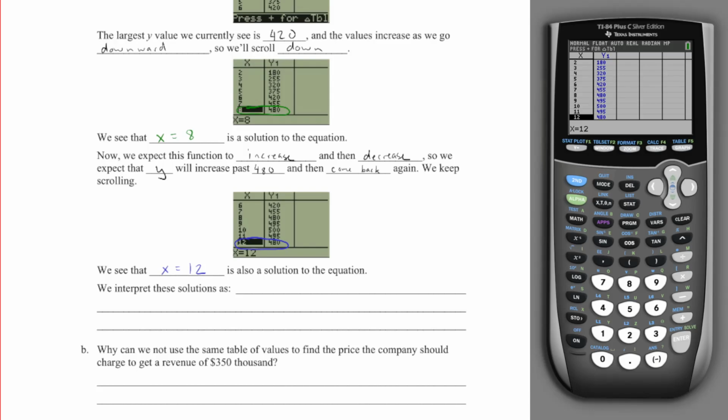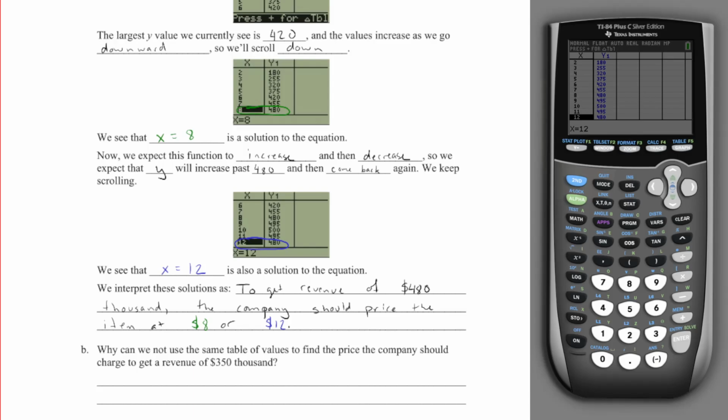How can we interpret these solutions? To get revenue of $480,000, the company should price the item at $8 or at $12. Either price will get revenue of $480,000.